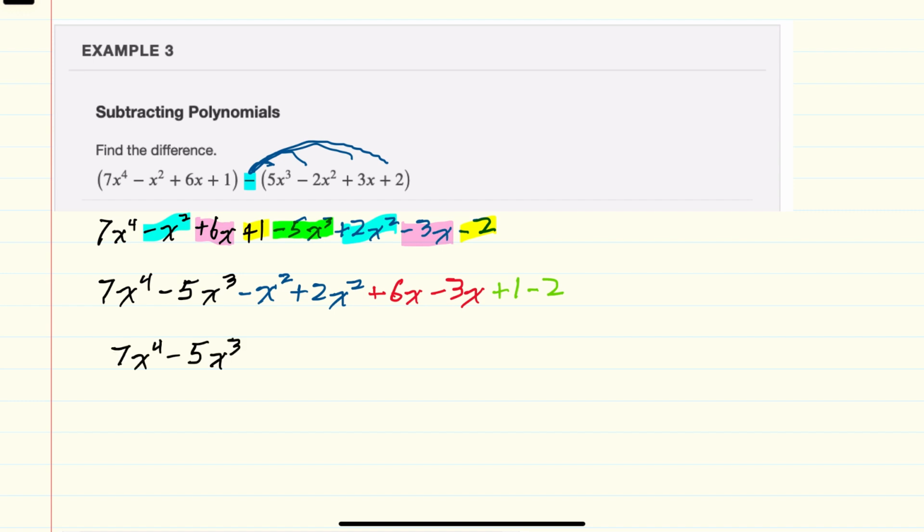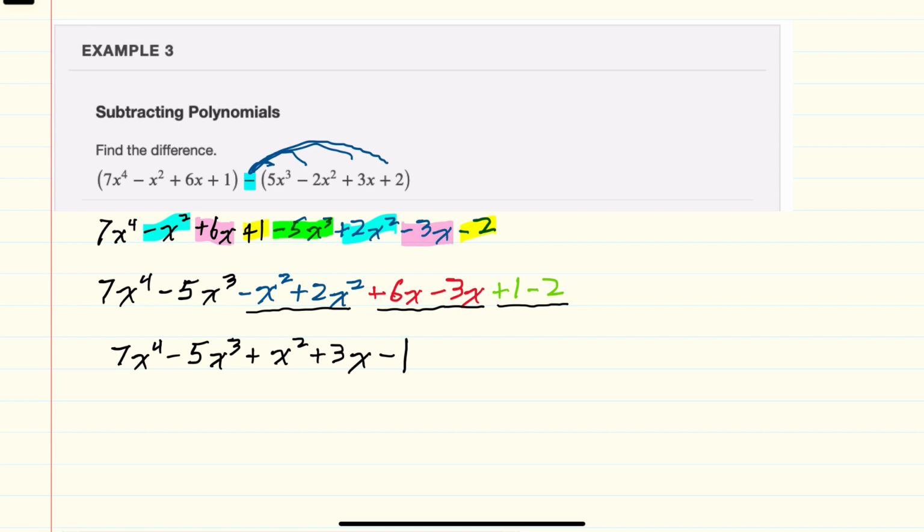The 7x to the fourth minus 5x cubed, those don't have any like terms, so they're good as they are. For the x squareds, though, I have a minus 1x squared and a plus 2x squared, so those would combine to be just a plus 1x squared. For the x's, we have a plus 6x and a minus 3x. Adding those together, 6 minus 3 would be a plus 3x. And then for the numbers, plus 1 minus 2, combining those together leaves us a minus 1.